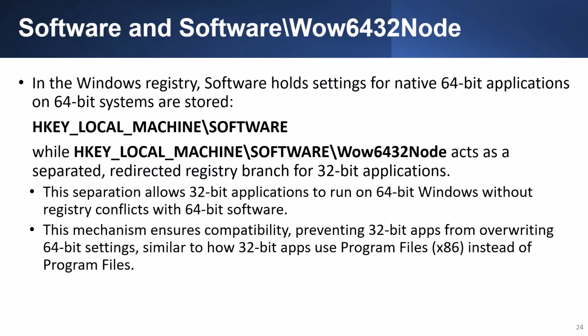In the Windows registry, Software holds settings for native 64-bit applications on 64-bit systems, which are stored in HKEY_LOCAL_MACHINE\SOFTWARE. While HKEY_LOCAL_MACHINE\SOFTWARE\WOW6432Node acts as a separated, redirected registry branch for 32-bit applications. This separation allows 32-bit applications to run on 64-bit Windows without registry conflicts with 64-bit software. This mechanism ensures compatibility, preventing 32-bit apps from overriding 64-bit settings, similar to how the 32-bit apps use Program Files (x86) instead of Program Files.